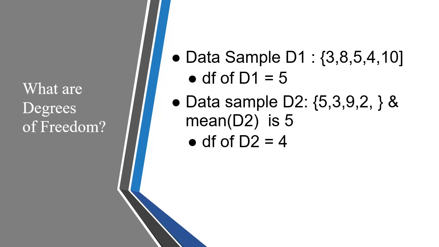Now again here, since the mean is known, the fifth data point cannot be independent, because it has to depend on the other four: 5, 3, 9, 2 and the mean. That is mean times 5, which is 25, minus 5 plus 3 is 8, plus 9 is 17, plus 2 is 19. So it should be 6. So there is no freedom for this variable to take any data. Therefore, degrees of freedom in this case is 4.